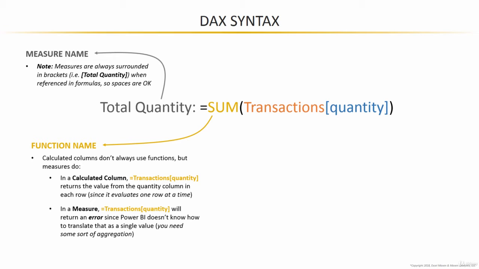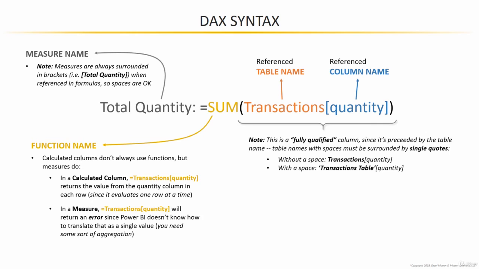And then the last two components here are the table name in orange and the column name in blue. And this particular example reflects what's called a fully qualified column, since it's preceded by the table name. And like we talked about when we were working with the query editor, table names with spaces have to be surrounded by single quotes. So here's an example of what that would look like with or without a space.